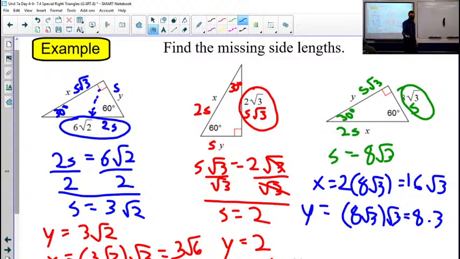Just like square root of 2 times square root of 2 is 2. Square root of 3 times square root of 3 is 3. Square root of 5 times square root of 5 is 5. That's why we spent so much time with square roots last week, to get you used to working with those ideas with square roots. And 8 times 3 is 24.